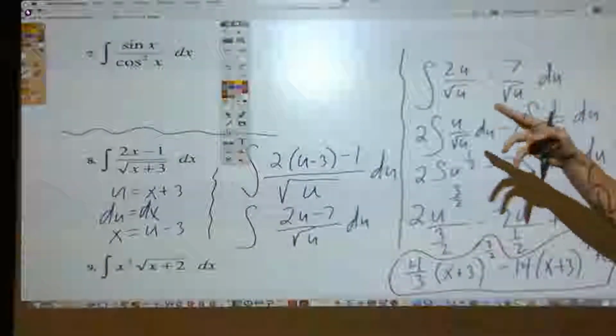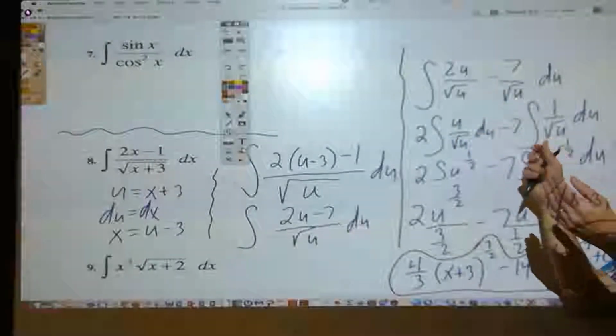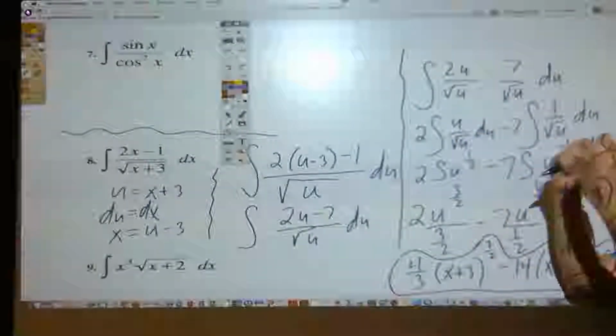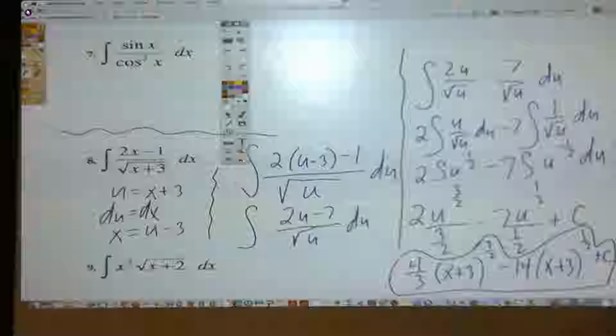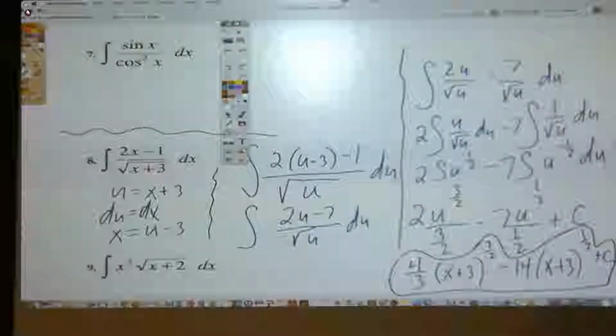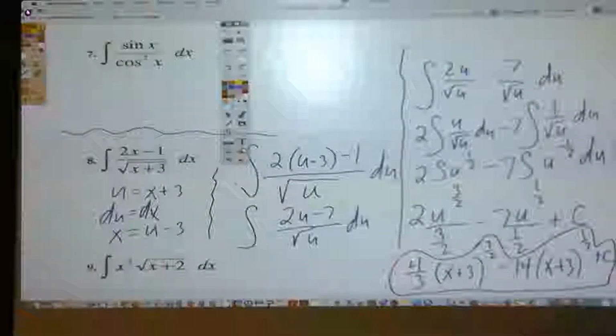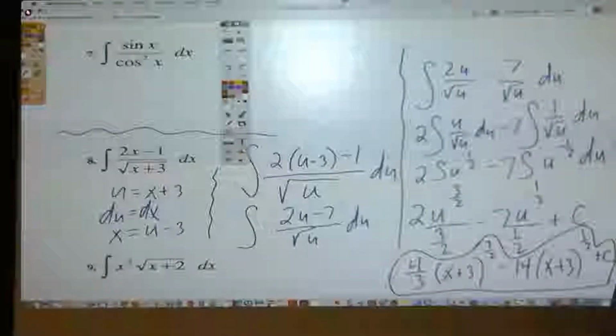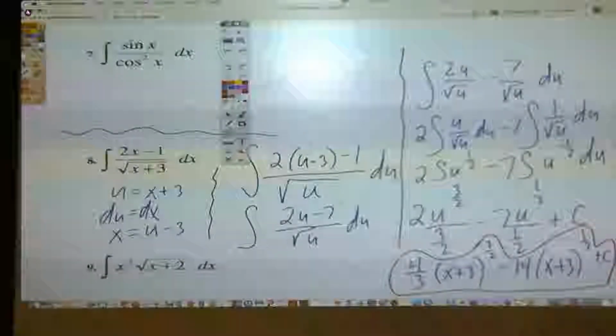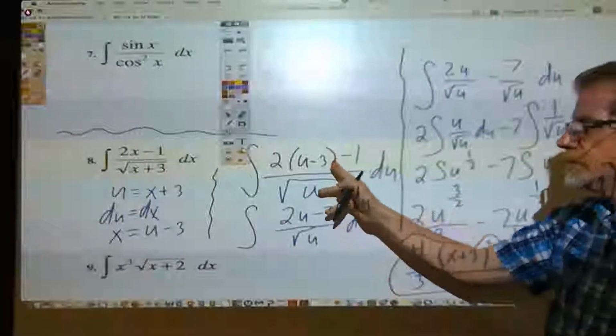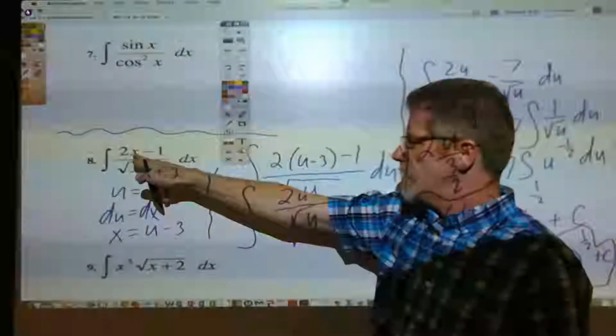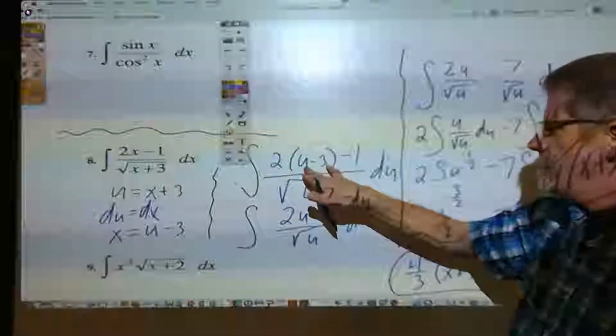I did the antiderivative of a difference is the difference of the antiderivatives, and then I also just pulled out the scalar multiples through the respective semi-permeable membranes. Yes, Crystal? What do you set x equals to u minus 3? I used it right here. It's the only place I used it, where I replaced that x with u minus 3.